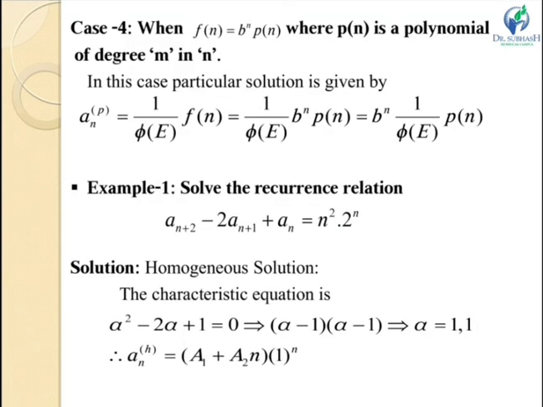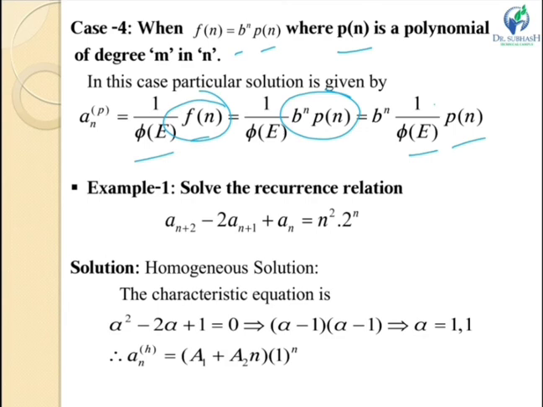Now let us move towards the last case and last example of this session. When f of n equal to b raised to n into pn, where pn is the polynomial of degree m in n, that is the multiplication of case 2 and case 3. In this case, particular solution is given by 1 upon phi e f of n. This will be as it is. I will put the value of f of n over here, and in next term this b raised to n will go out, and this will become 1 by phi e p raised to n. Let us understand this by example.